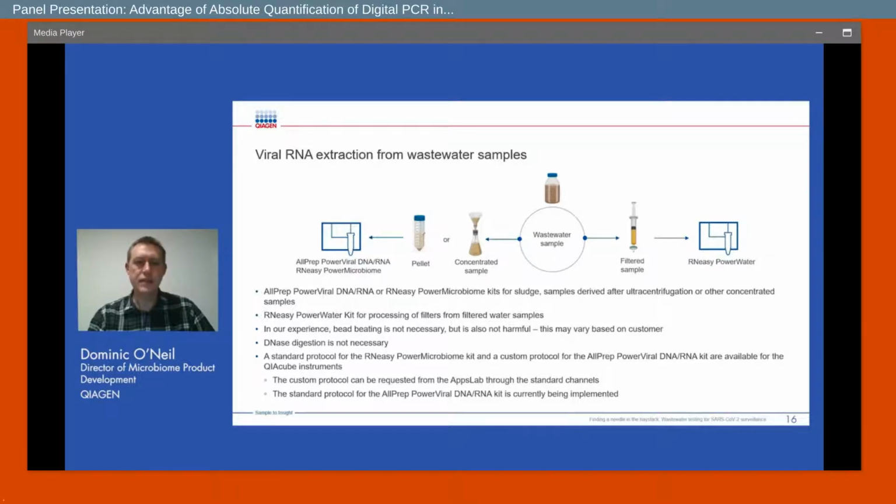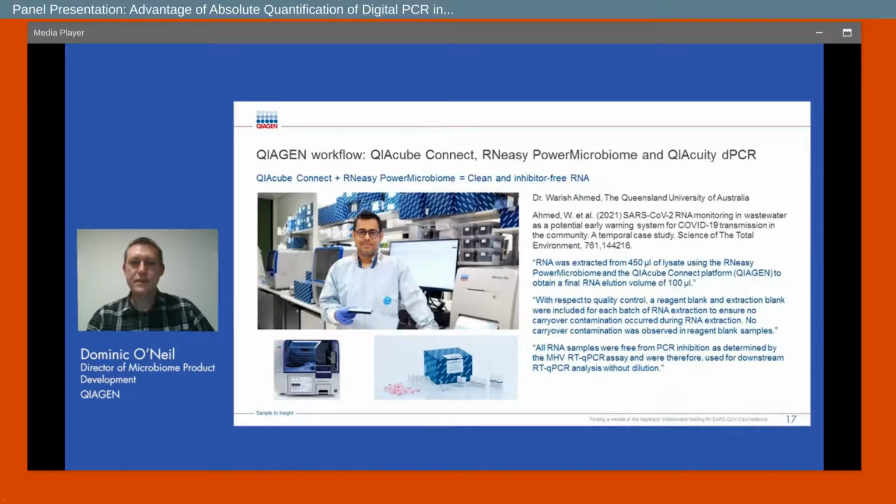There is a standard protocol for the RNeasy Power Microbiome Kit and a custom protocol for the All-Prep Power Viral Kit on the Kai Acuity. The custom protocol can be requested through our apps lab, and we are working on standardizing and releasing the All-Prep Power Viral also as a standard Kai Acuity process. And that brings me to the end of my slides.